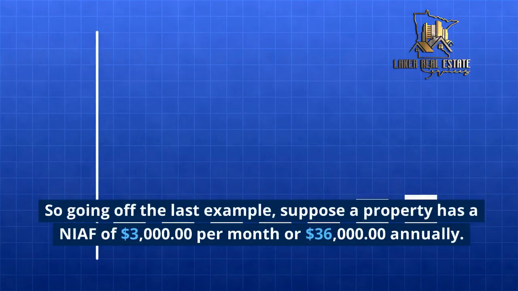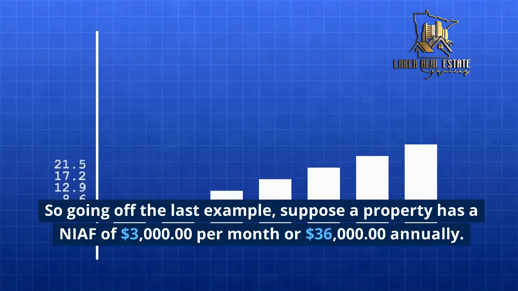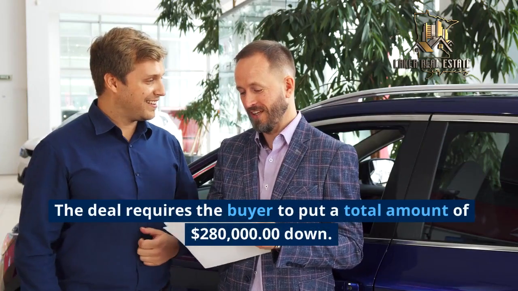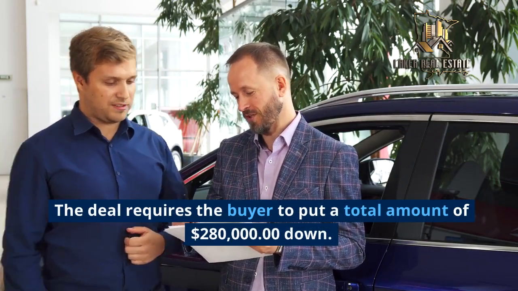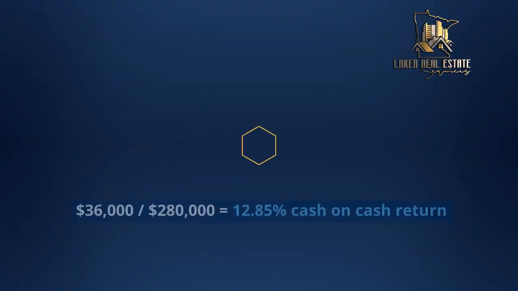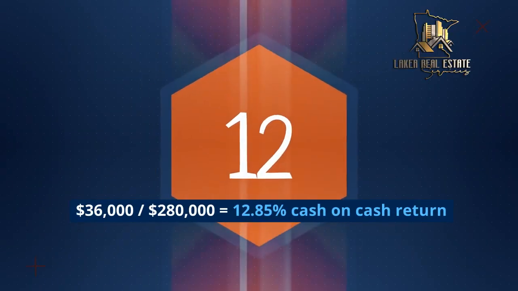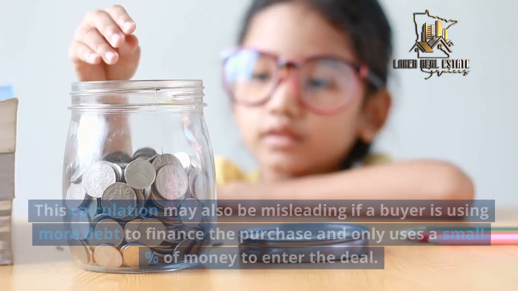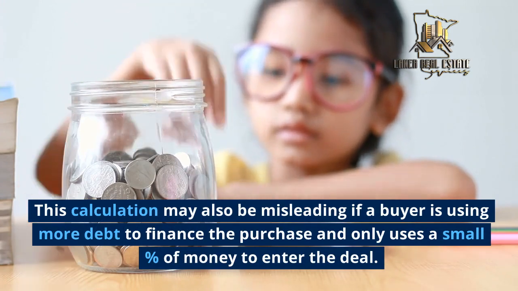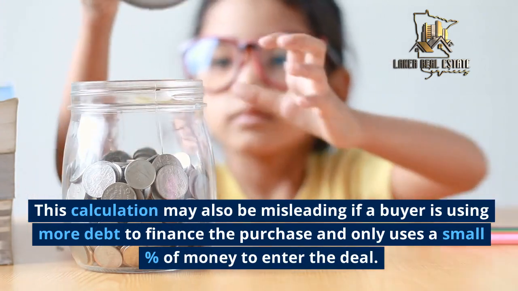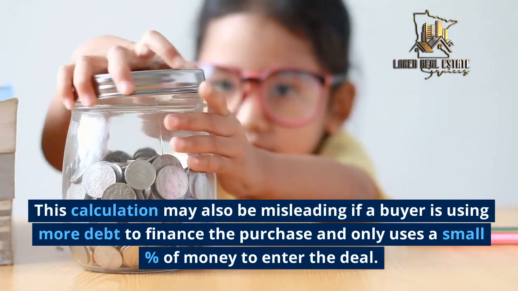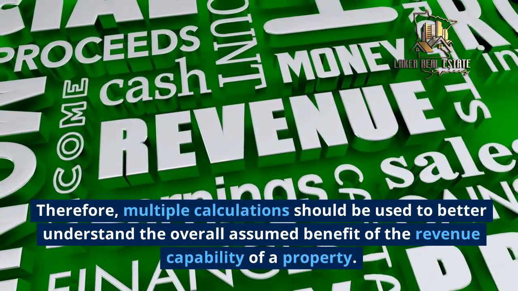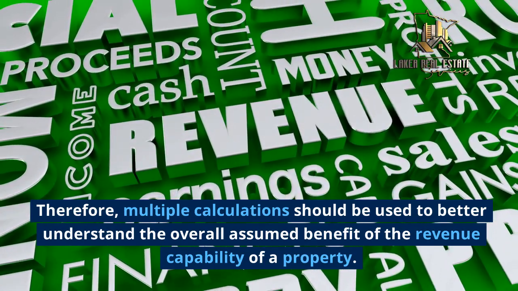So going off the last example, suppose a property has a NIAF of $3,000 per month or $36,000 annually. The deal requires the buyer to put a total amount of $280,000 down. $36,000 divided by $280,000 equals 12.85% cash on cash return. This calculation may also be misleading if a buyer is using more debt to finance the purchase and only uses a small percentage of money to enter the deal. Therefore, multiple calculations should be used to better understand the overall assumed benefit of the revenue capability of a property.